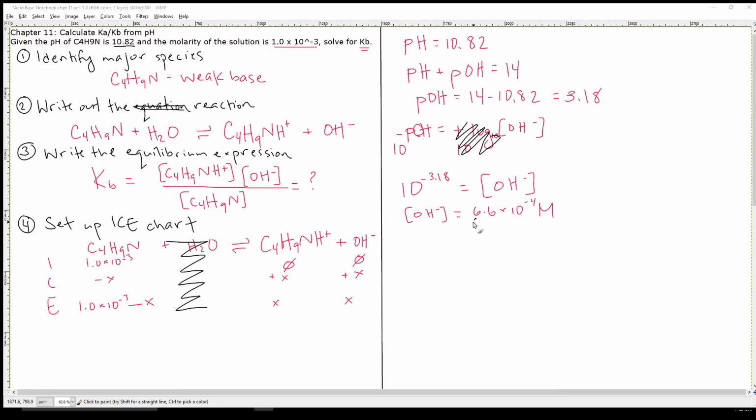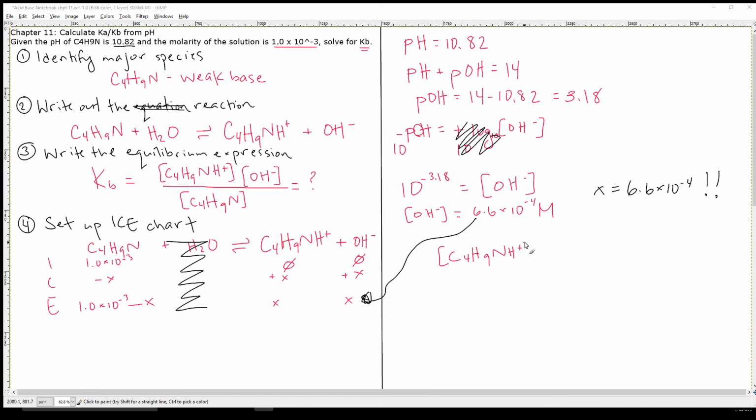Okay, well, since I know what the concentration of hydroxide ions is at equilibrium, because this pH is at equilibrium, that's supposed to be an arrow. I now know what the x value is in my ice chart. I can go, hey, x is equal to 6.6 times 10 to the negative 4. That's exciting. So that means I can figure out the concentration of all my other ions, which I need to plug into my Kb.